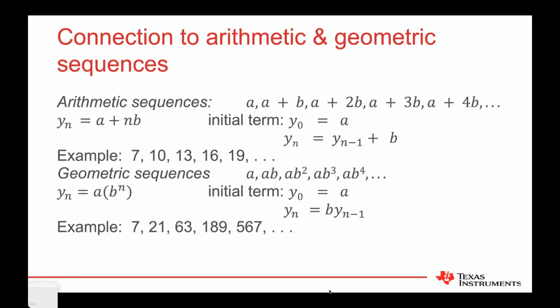For geometric sequences, we start out with an initial term of a, but now we have a constant multiplying factor. So a, ab, ab squared, ab cubed, and so on. So the arithmetic and geometric sequences relate directly to our linear and exponential models.